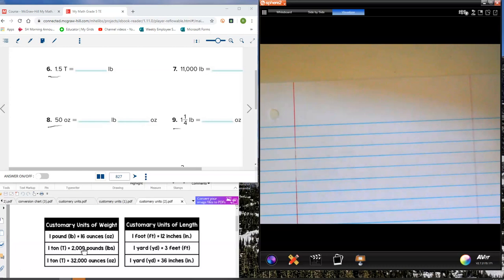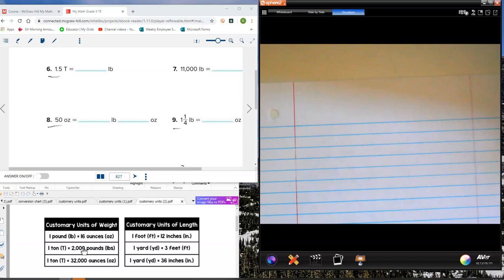Instead of saying 3 tons with a remainder of 1,000 pounds, I changed this to 3 1/2 tons, because 1,000 pounds is basically 1/2 ton.